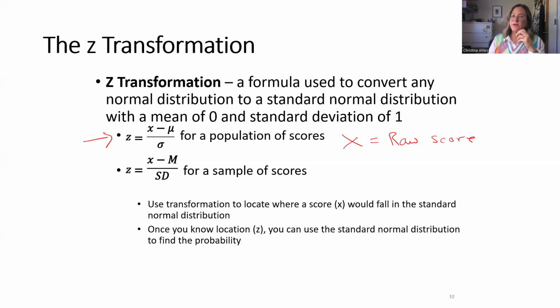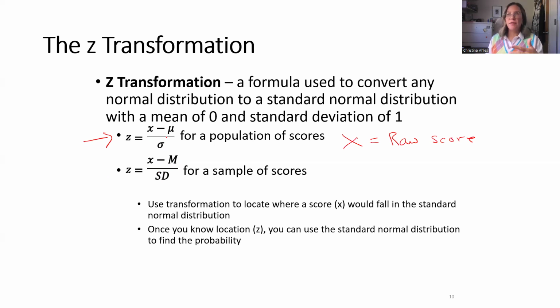All you're doing is looking for its location, getting a z-score. So it is the raw score minus the population mean, all divided by the population standard deviation to find that raw score's z location. Then for the sample, it's the same thing. X, which is the raw score, minus the sample mean divided by the sample standard deviation to find the z-score for that specific raw score.